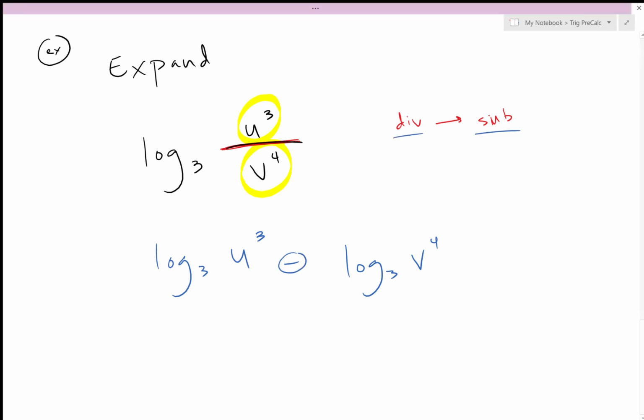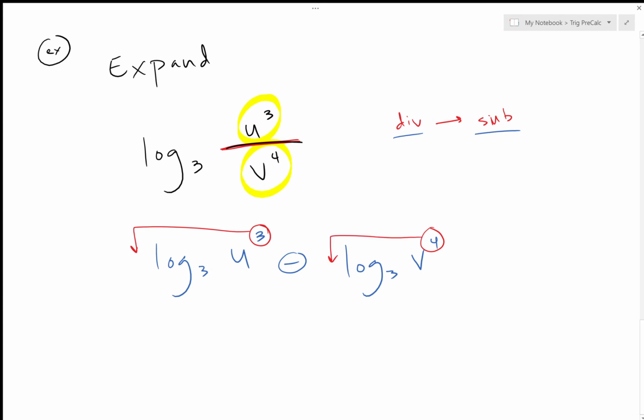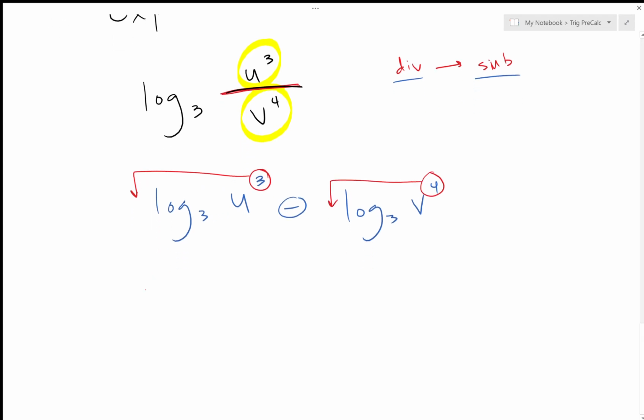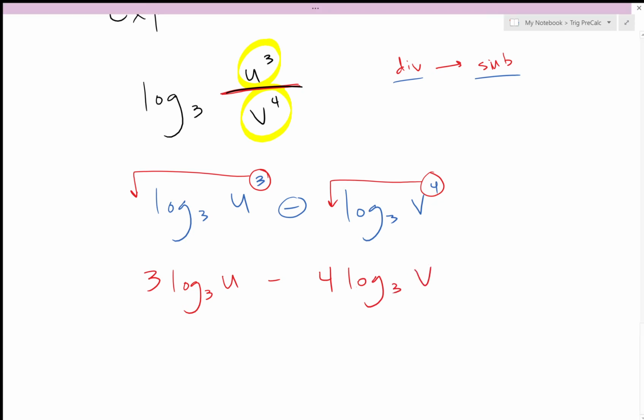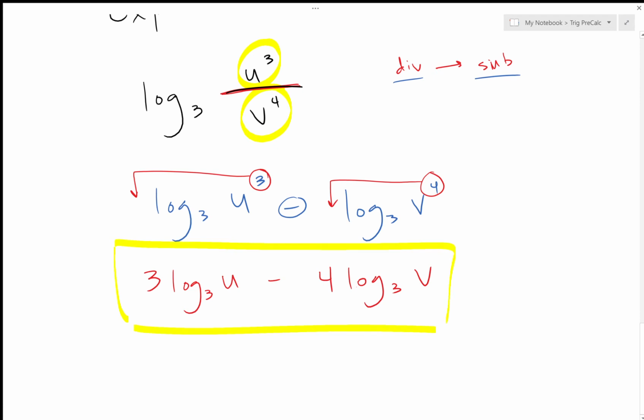And we can expand a little bit more, because if we look at this piece just on the u, it has an exponent 3, and the exponents are allowed to travel. Same thing on the 4. But this only moves as far as the log it's connected to. So in the end, we have 3 log base 3 of u minus 4 log base 3 of v. And there's our final answer for that. We've expanded it as far as we can.